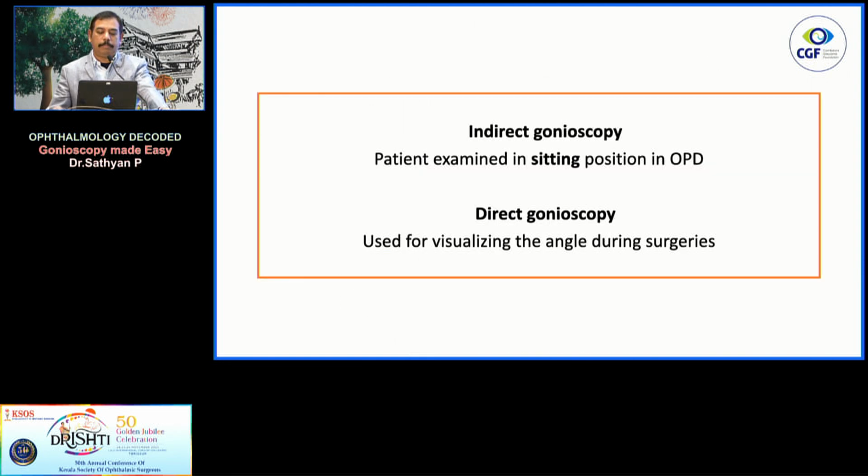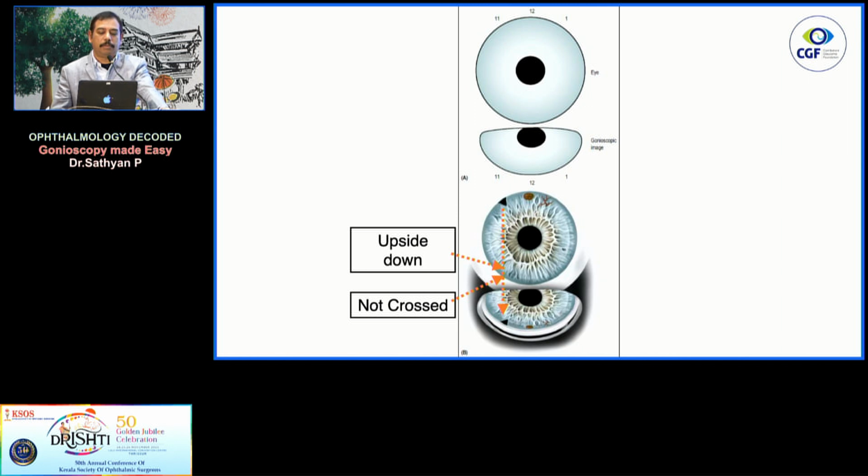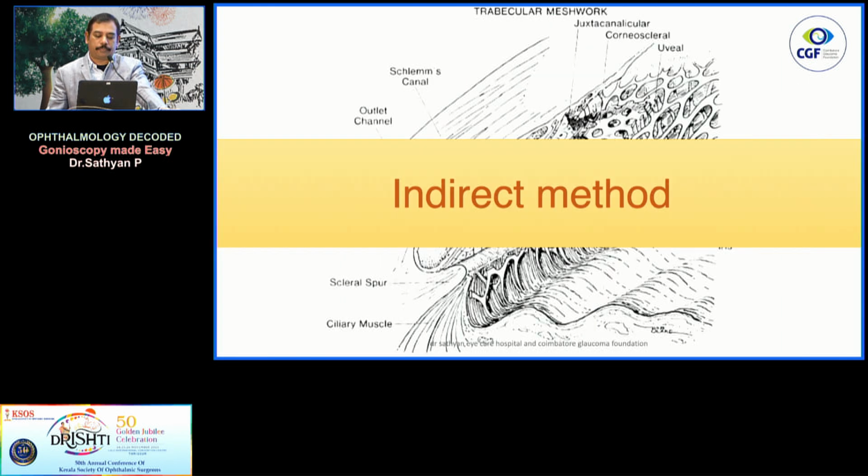So there are two different methods. What we commonly do in the OPD is the indirect gonioscopy, and what we do in the operating room is the direct gonioscopy. So in the indirect gonioscopy, we just have to understand this. It's a mirror image. Whatever you see in the mirror is the opposite side, but the side is not reversed. Right is right and left is left. Many times we have this confusion, so it is critical for us to understand these basics.